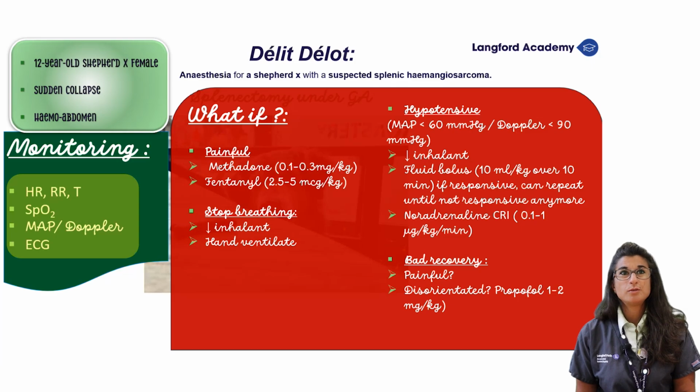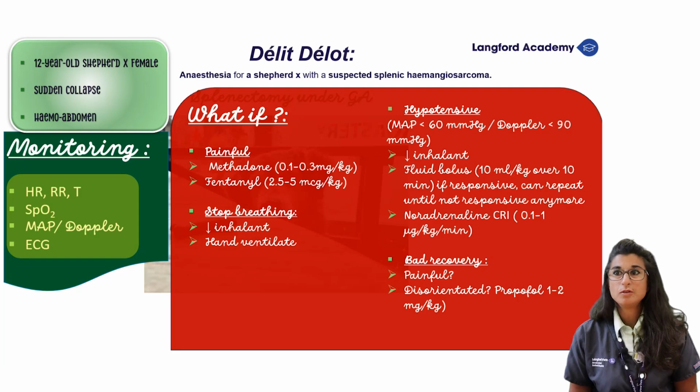So in terms of monitoring, a must would be heart rate, respiratory rate, and temperature. SpO2 would be very, very advised, as well as monitoring the mean arterial pressure or the Doppler. And then ECG would be even better.